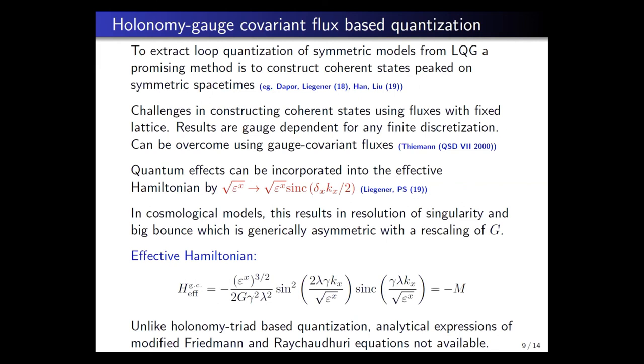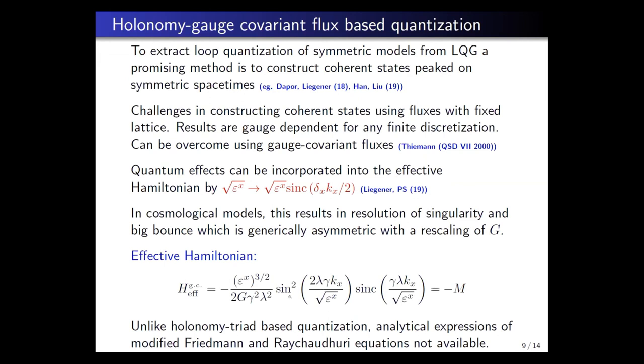So Klaus Liegener and I studied this kind of an approach for loop quantum cosmology models, and we found that this results in resolution of the singularity like in standard loop quantum cosmology, with a big bounce, but generically the big bounce is asymmetric on the other side, and it essentially amounts to a rescaling of the Newton's constant from one branch to another branch.